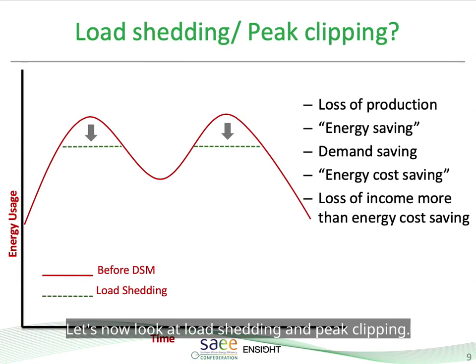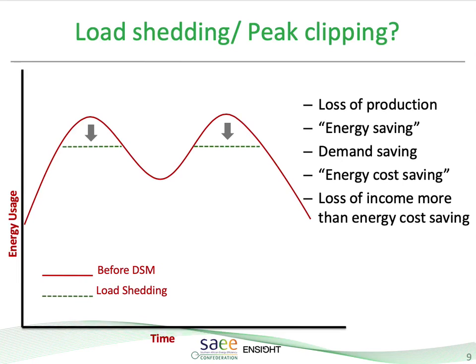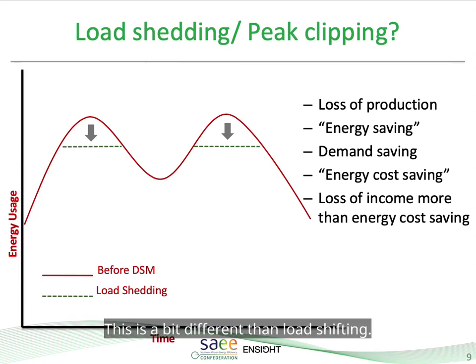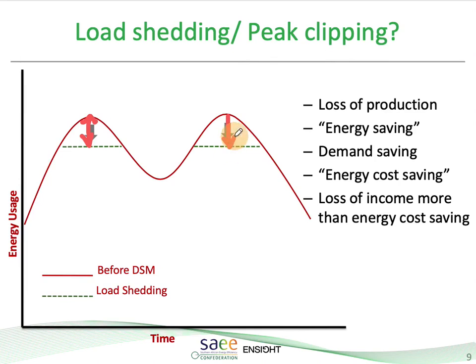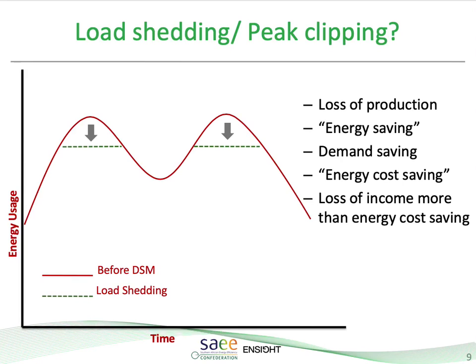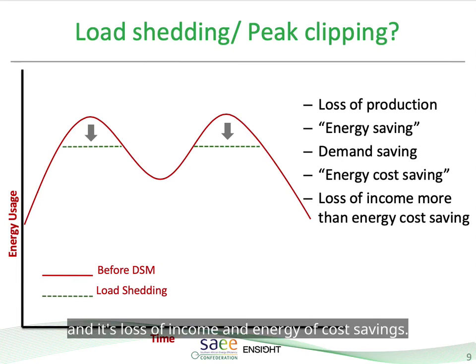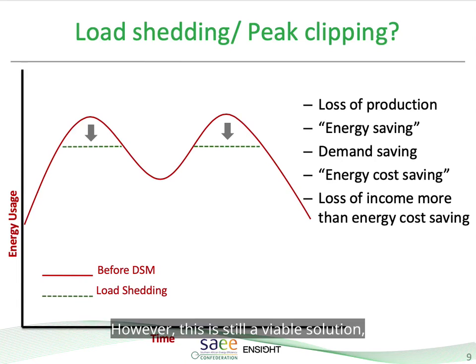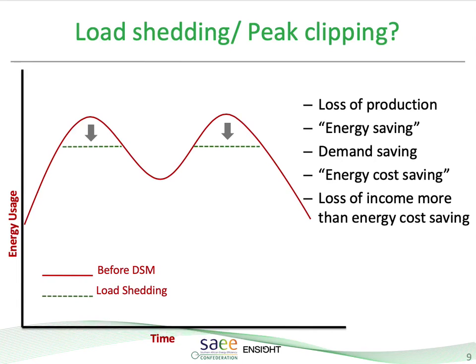Let's now look at load shedding and peak clipping. This is a bit different than load shifting. Shifting implies we move the load. Load shedding or peak clipping means we cut the peaks entirely, so we do not make up for them anywhere else along the profile. This will result in a loss of production. It will have the advantage of an energy saving and a demand saving, but it means loss of income against the energy cost savings. However, this is still a viable solution should the opportunity arise.